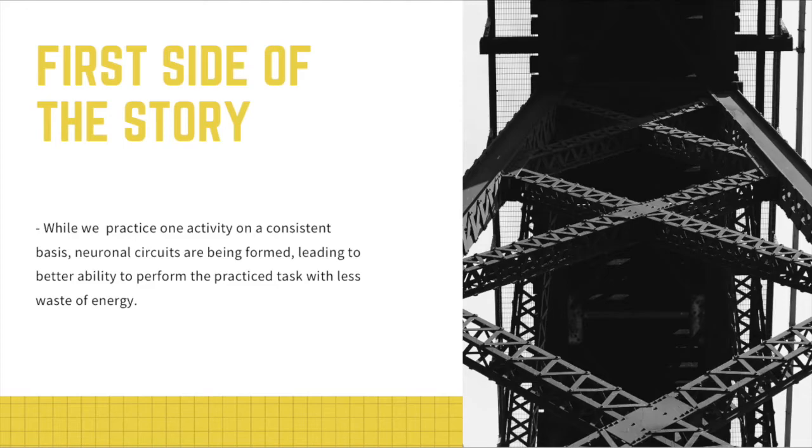Now, for the first side of the story, when we were talking about the concept of neuroplasticity, what researchers found is that while we practice one activity on a consistent basis, neuronal circuits are being formed, leading to better ability to perform the practice task with less waste of energy. So when you have a certain behavior that you do on a consistent basis, for it to eventually become an automatic behavior, turning into a habit, through repetition to eventually become a lifestyle, it would become hardwired in your brain. Your brain's structure will change and the neural networks will change in a way that would ensure the longevity of this habit while reducing the amount of energy directed towards it.